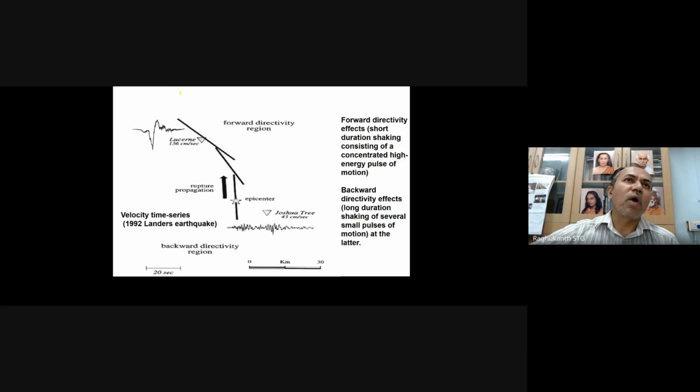So what happens is, the IS code design spectrum I showed you previously is valid in the far field region. Even the probabilistic hazard analysis, whatever I have reported previously, is valid in the far field. That is, if you are far away from the earthquake source, these are perfectly fine. But when you are located very close to the fault, the response spectrum has to be slightly modified.